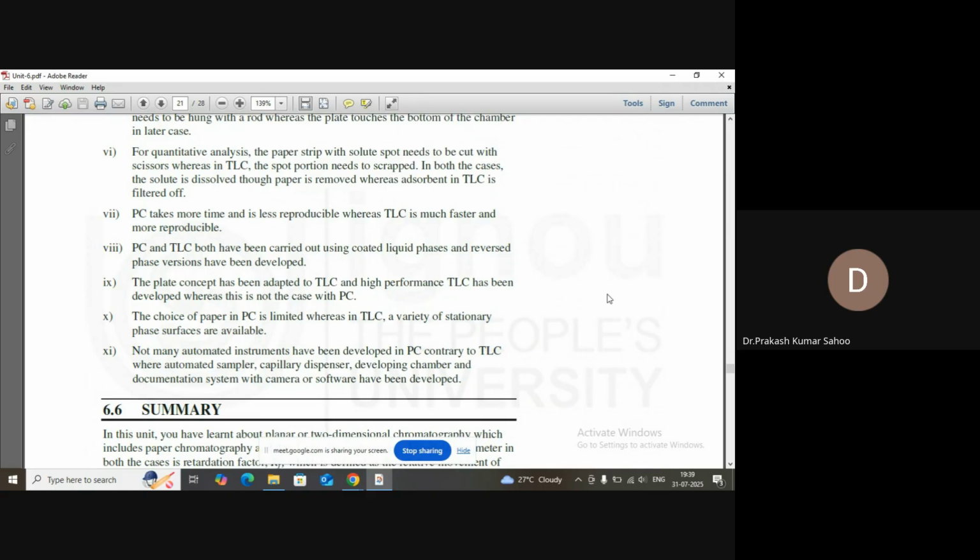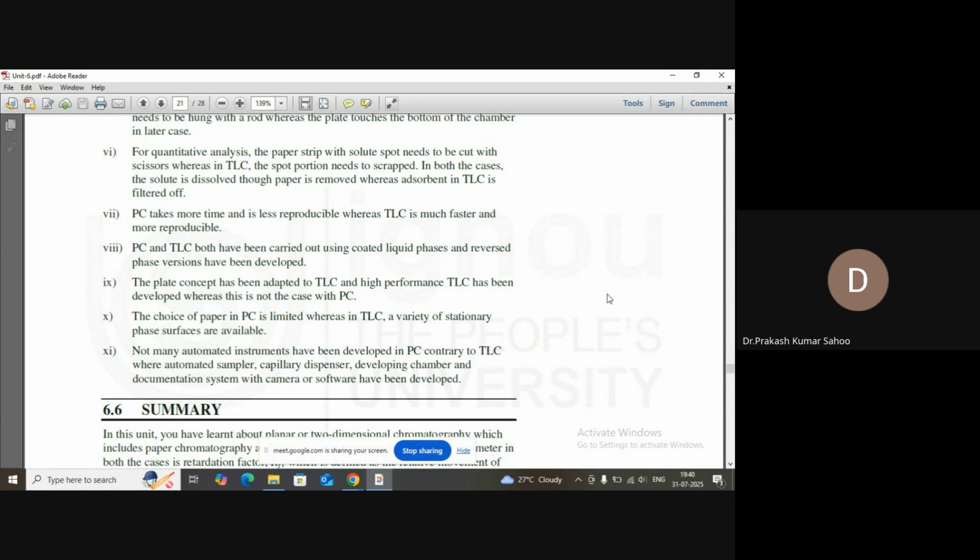Paper chromatography and thin layer chromatography both have been carried out using coated liquid phases, and a reversed phase version has been developed. The plate concept has been adapted to PLC, and a high performance TLC has been developed, whereas this is not the case with paper chromatography. The choice of paper in PC is limited, whereas a variety of stationary plates or phase surfaces are available.